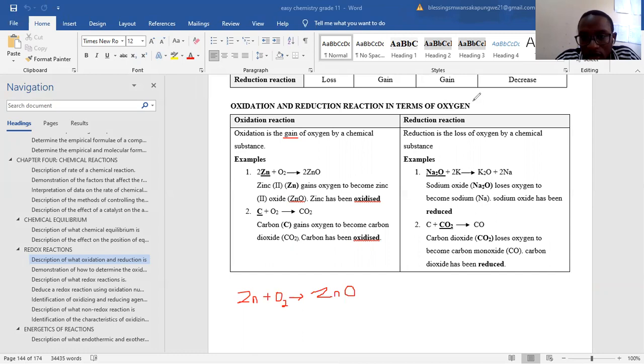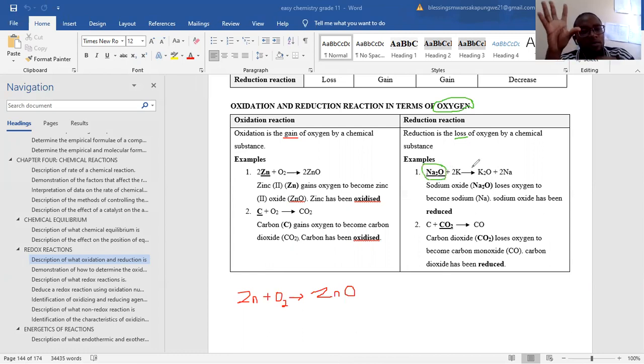What is reduction in terms of oxygen? Here we're focusing specifically on oxygen. Reduction is the loss of oxygen. Oxygen is being removed from a chemical compound. Let's look at this example. We have sodium oxide. This is a displacement reaction.